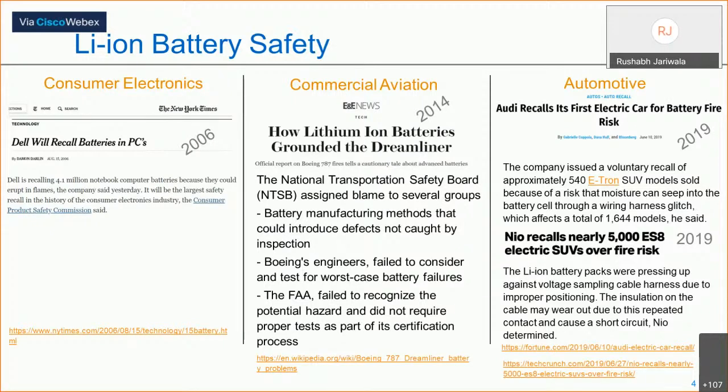And as we moved forward, it was not that the lithium-ion battery was not used. It started getting into notebooks, then mobiles, and every other place where a compact battery solution was needed.